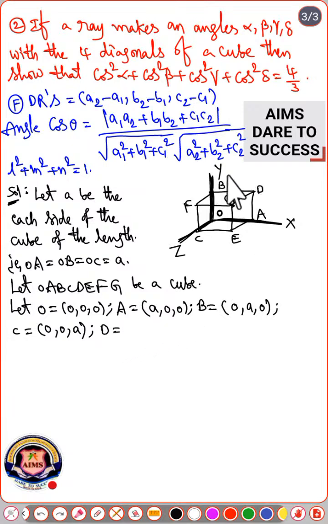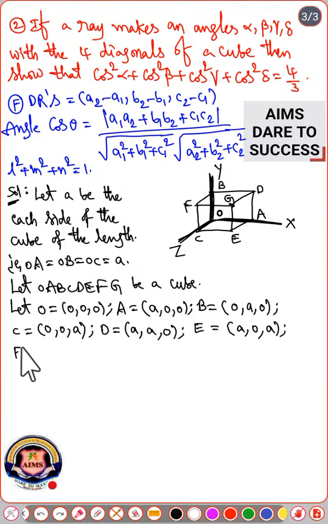Next, D, where is D? Between A and B, so you can add A and B, that is a plus 0 is a. Next, 0 plus a is a. Next, 0 plus 0 is 0. After D, E, where is E? It lies between A and C, so add A and C. a plus 0 is a. Next, 0 plus 0 is 0. Next, 0 plus a is a.